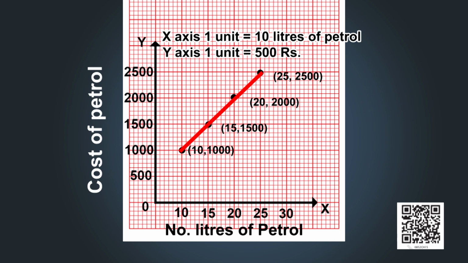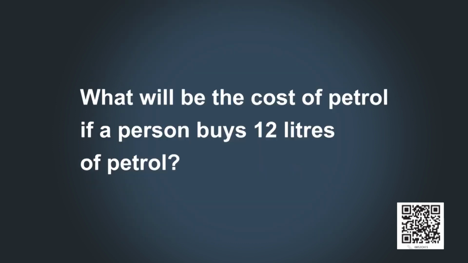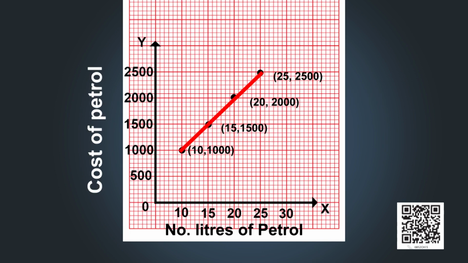Now we got a linear graph. We can use this graph to estimate what will be the cost of petrol if a person buys 12 liters of petrol. To find the answer for this question, first locate 12 on the horizontal x-axis, follow the vertical line through 12 till you meet the graph, say point P.